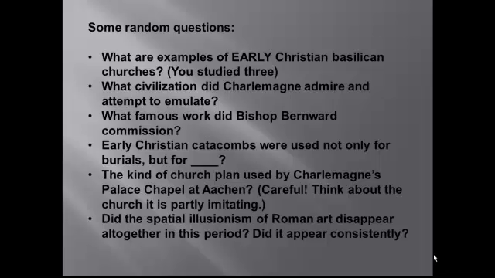What kind of services? The kind of church plan used by Charlemagne's palace chapel at Aachen was, careful, and think about the church it's partly imitating. You're going to see a question about that in just a few minutes. Did the spatial illusionism of Roman art disappear altogether in this period? Did it appear consistently? You may have noticed on the essay questions how many questions there were that asked for classical elements in Byzantine art and ways in which Byzantine art departs from classical imagery. That's true of the early medieval art as well.